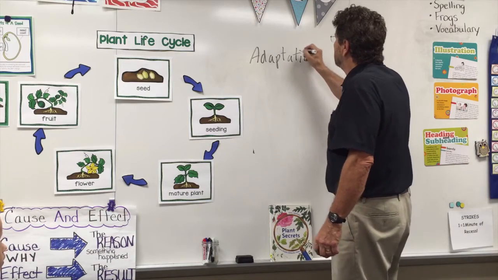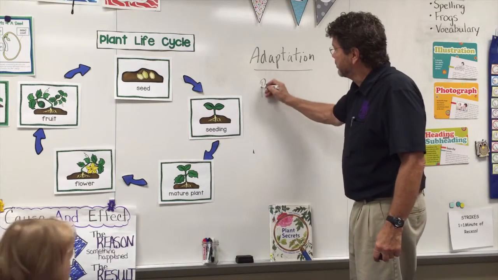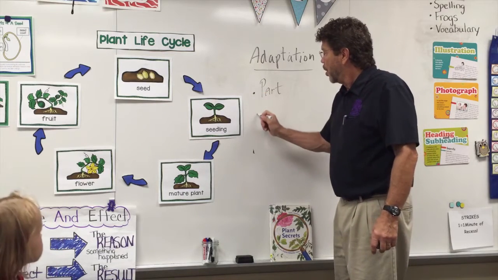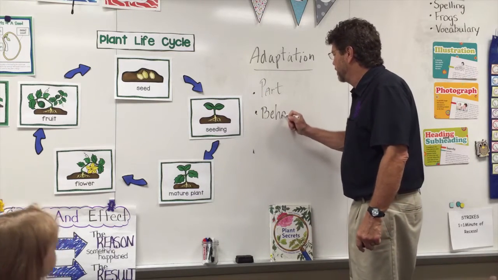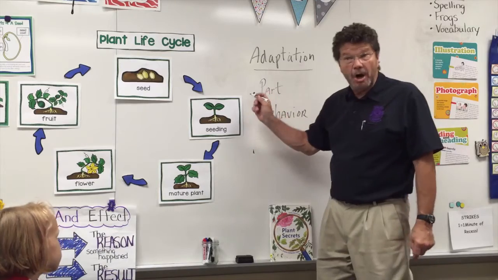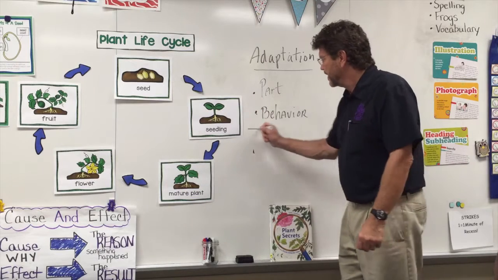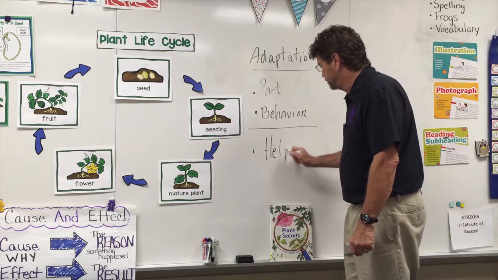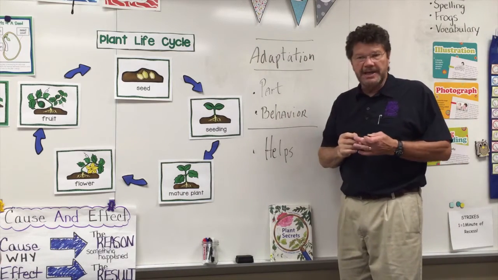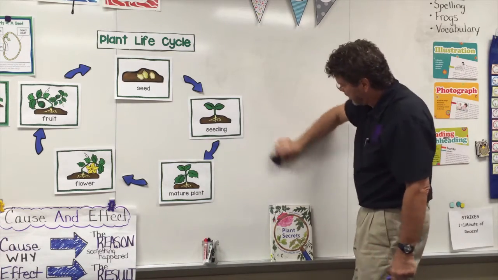Adaptation can be two things. It can be a part of a plant. Okay, got that? Lock it in, right? Or it can be a behavior. A behavior means it does something. That seems weird. But whatever it is, a part or a behavior, and you can write this on your paper anywhere, take notes. A part or a behavior that helps the plant. So an adaptation is a part or a behavior that helps. Got it? Lock it in.